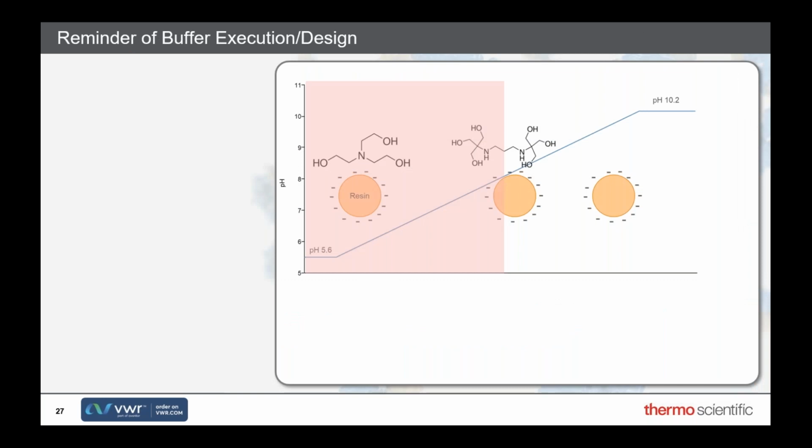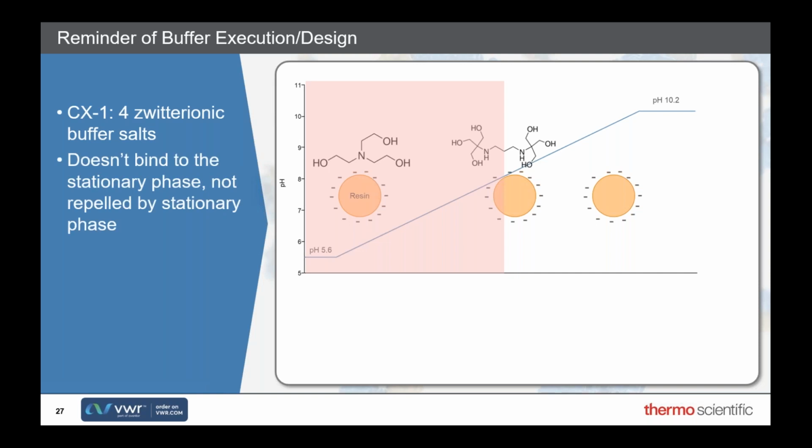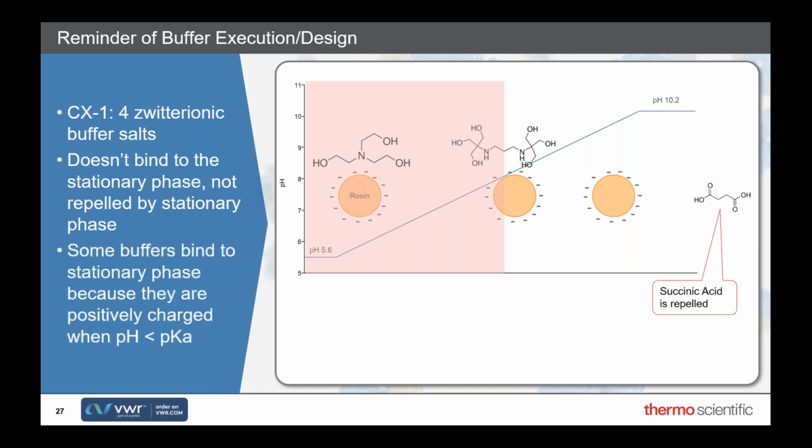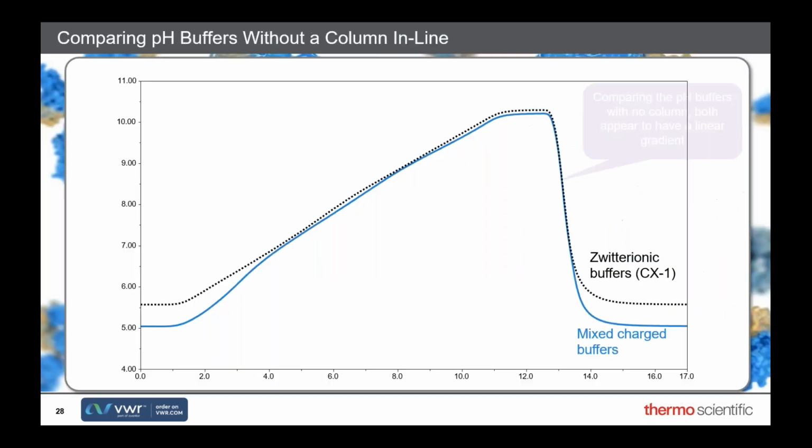So let's take a look at what's actually happening at the column surface. Typically, a cation exchange stationary phase is negatively charged, either a carboxylic group or sulfonic group. The CX1 buffer employs 4 zwitterionic buffer salts. They don't bind to the stationary phase, nor are they repelled by the stationary phase. So in the alternative buffer systems we talked about in the previous slide, some components will bind to the stationary phase because they are positively charged when pH is below their pKa value, while others are repelled by the stationary phase. What this means is that the true pH equilibration throughout the column can be compromised.